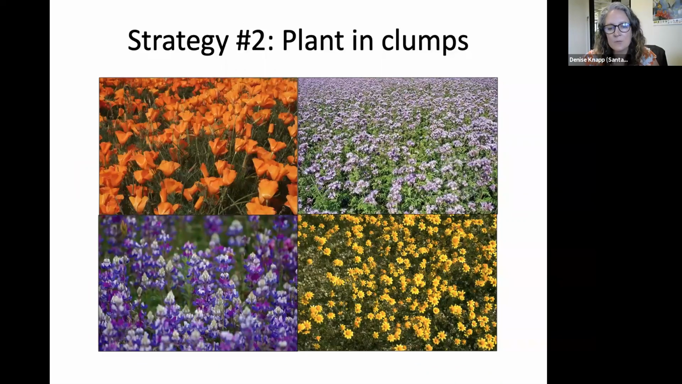And plant them in clumps. So it's good to plant at least like 1.5 meters by 1.5 meters. Plant a nice big clump of them for a couple reasons. One is that it's easier for the pollinators to find them. And then the other is once they've found them, they can stay and be really efficient and just feast. It's all about energy conservation here, and so efficiency is the name of the game. Next.